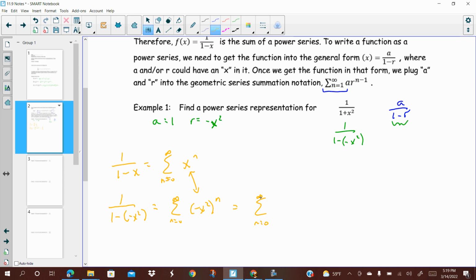We're going to distribute the n to everything on the inside, which means we're going to distribute it to the negative sign. We're also going to distribute it to the x squared. When you distribute the n to the negative sign, keep in mind that negative sign is basically like a negative 1x squared. So this is going to become negative 1 to the n, distributing the n to the x squared, multiplying the exponents together, you get x to the 2n. Okay, this is the more common way you will see the power series representation for 1 over 1 plus x squared.